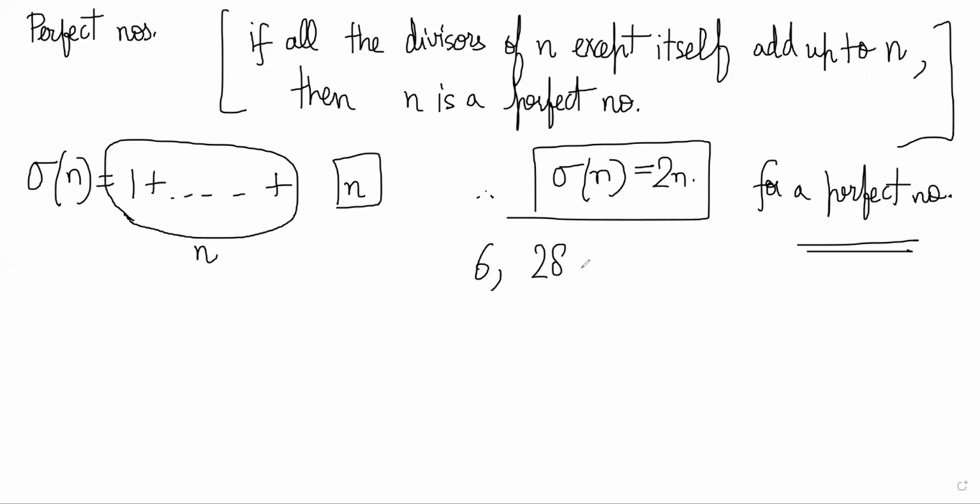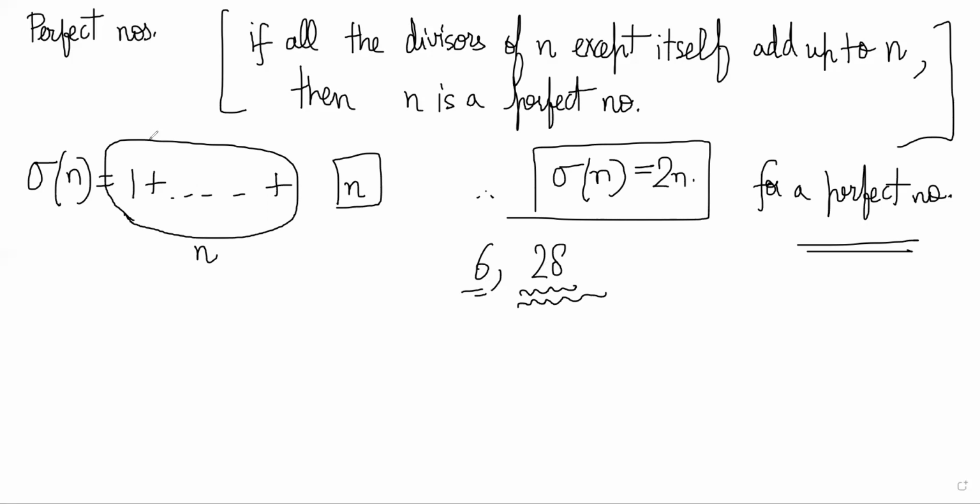These are perfect numbers. You can check for 6. Divisors are 1, 2, 3, 6, and 1 plus 2 plus 3 is 6. So similarly for 28 also you can check that. So this is the definition of perfect numbers.